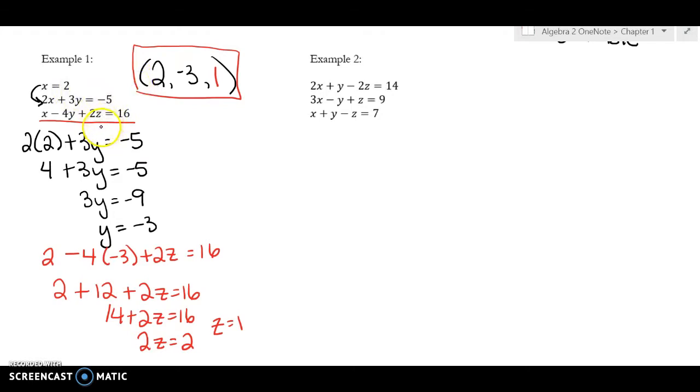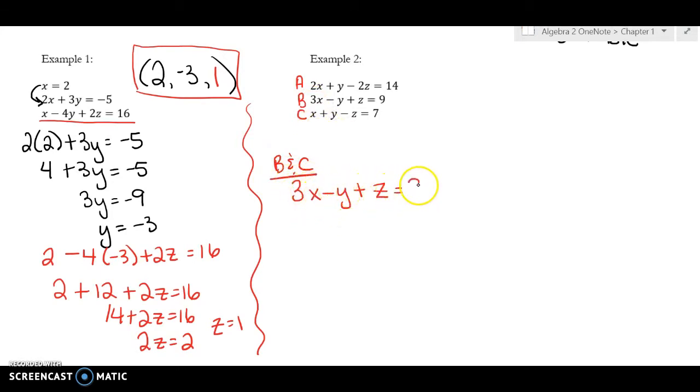Example 2 is not as easy. So I'm going to start off by, let's separate some space, labeling it A, B, and C. And my goal is to combine two to get rid of things. Well, if I combine B and C, this is what's going to happen. I'm going to rewrite both B and C again.